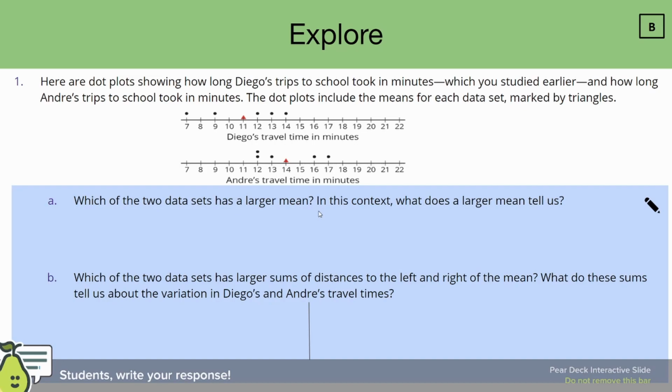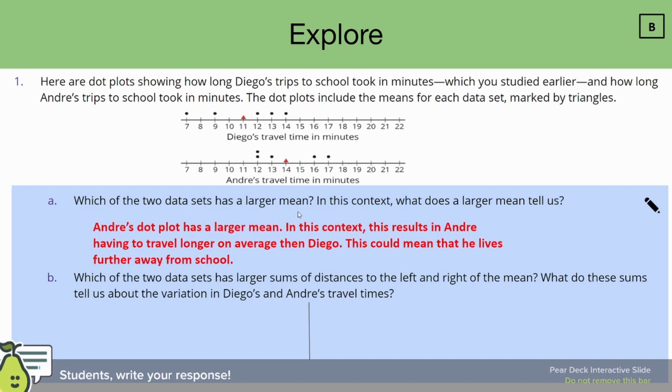All right, welcome back. If you said that Andre's dot plot has a larger mean, and that in this context, this results in Andre having to travel longer on average than Diego, this could also mean that he lives further away from school. If this is what you said, then you are correct. Now, there's a lot of different ways that we can analyze this information, but we can see that this is definitely one of the possible reasons for why Andre has a larger mean than Diego.